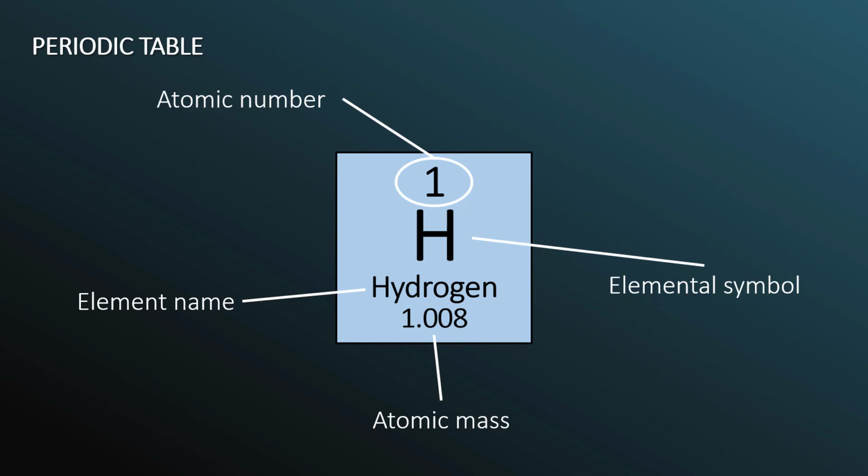Now, the atomic mass is measured in AMUs, where an AMU is an atomic mass unit, a unit of mass equal to 1/12 of the mass of an atom of carbon-12, which is approximately 1.66 times 10 to the negative 27 kilograms. Of course, I'm not expecting anyone to memorize that number, but in case you want it, there it is.